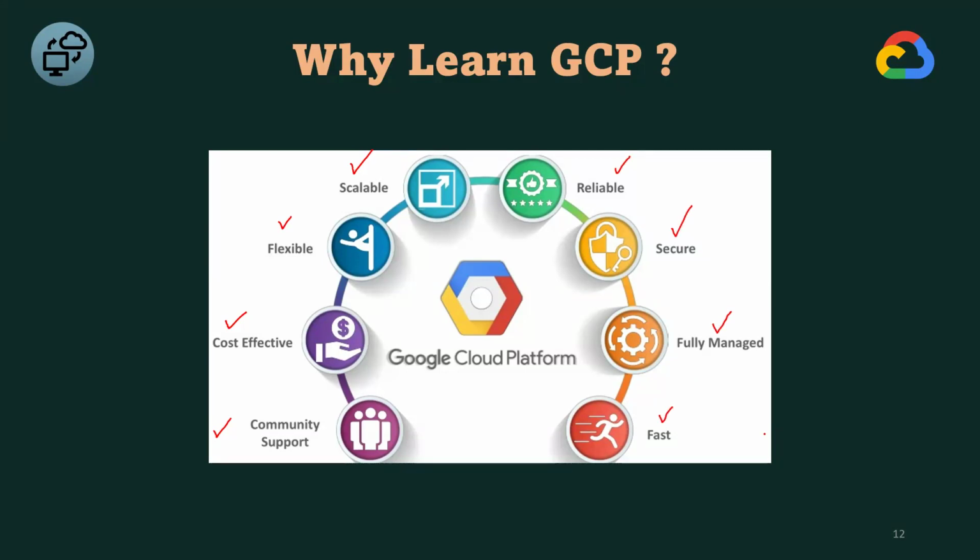The services are very fast and the interface is very easy to use. So all of these reasons are there, and you can see it has very good community support. The service cost for each and every service in GCP is very low compared to the other cloud platforms. When you compare the cost of one service in GCP with AWS and Azure, GCP's cost is very cheap. That's the reason I would say cost effective, and it is flexible, scalable, reliable, secure, fully managed, fast.